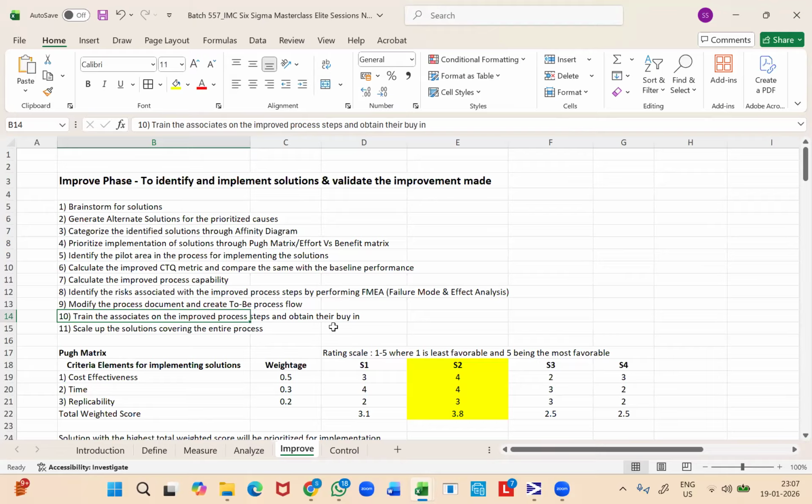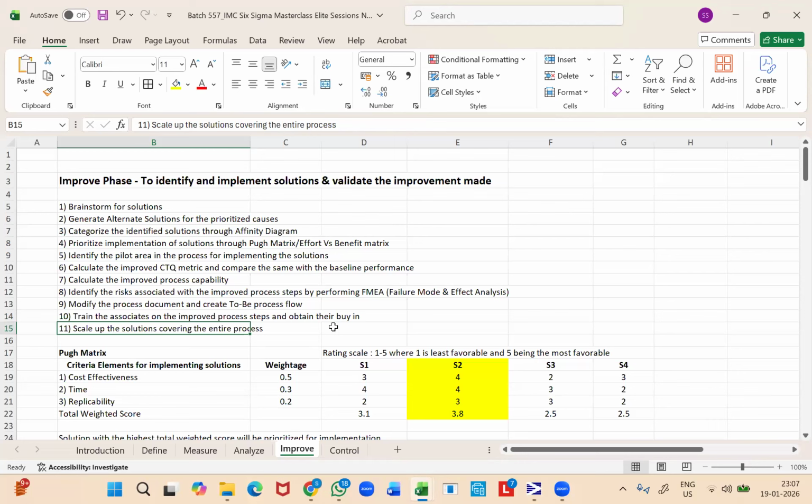It's important for us to ensure that the associates are oriented on the new process steps and also that they are bought into this idea. It's very, very important. And once we do that, we can always scale up the solutions covering the entire process. So these are the various steps that we need to follow as part of the improve phase.